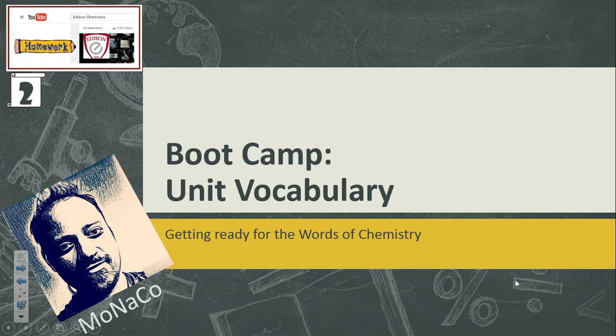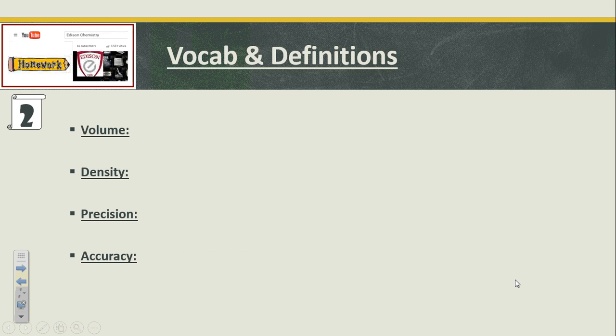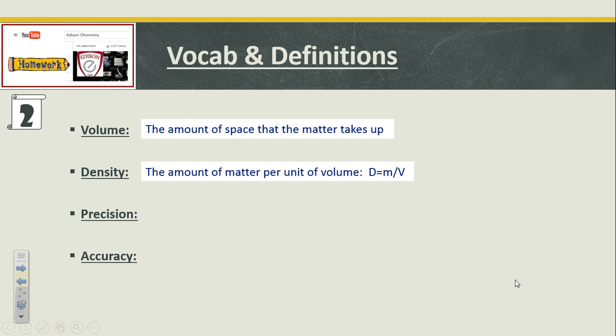As I go through these words, I'm expecting you to write them down in your unit packet and then afterwards to study and be ready to match this word with that definition when you see it on quiz day. So first things first, volume: the amount of space that matter takes up. Pretty simple. Density. While we do this at the end of our unit, the vocabulary is at the front. It's the amount of matter per unit of volume. The equation is density equals mass divided by volume.